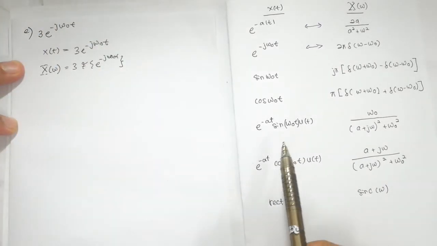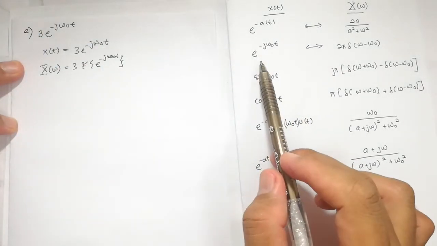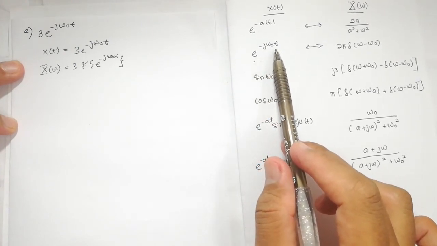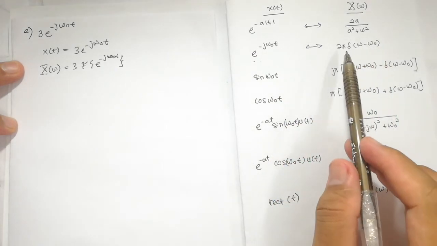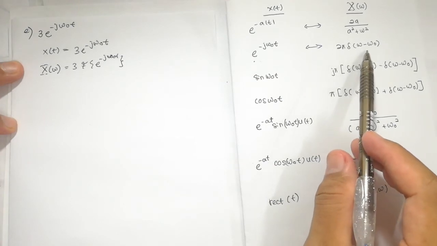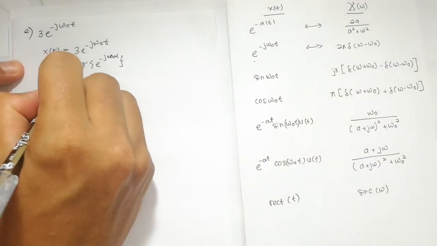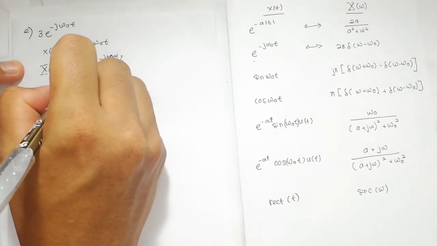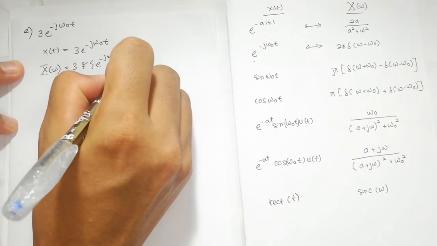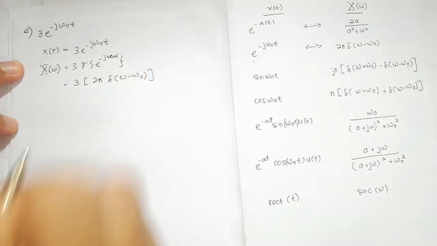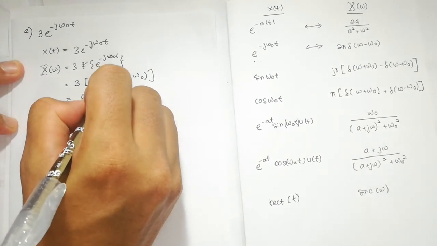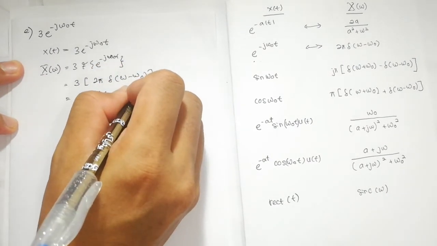If you refer to the Fourier transform pair, e^(-j omega naught t) has the Fourier transform equal to 2 pi delta(omega minus omega naught). So we can write the Fourier transform for our signal as 3 multiplied by 2 pi delta(omega minus omega naught). This will give us 6 pi delta(omega minus omega naught).